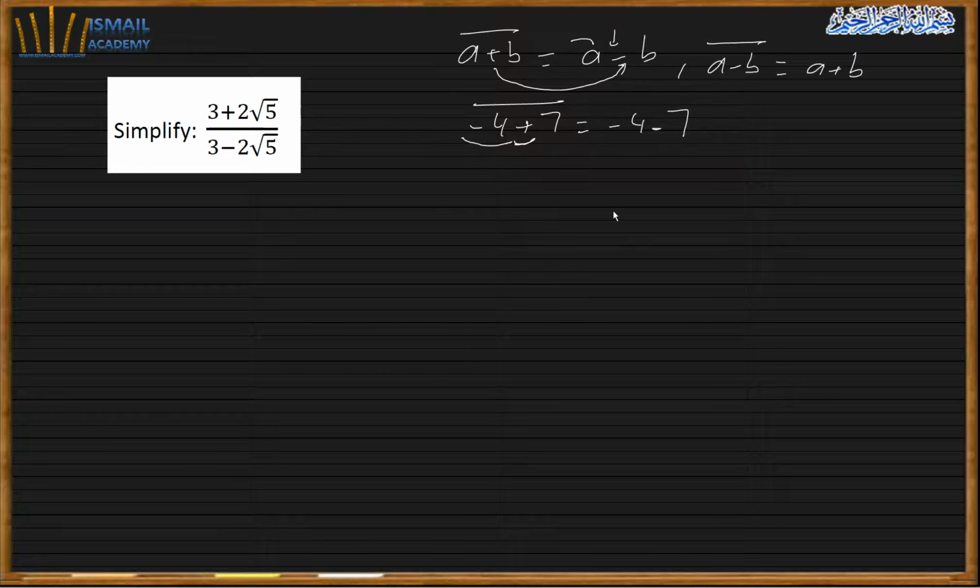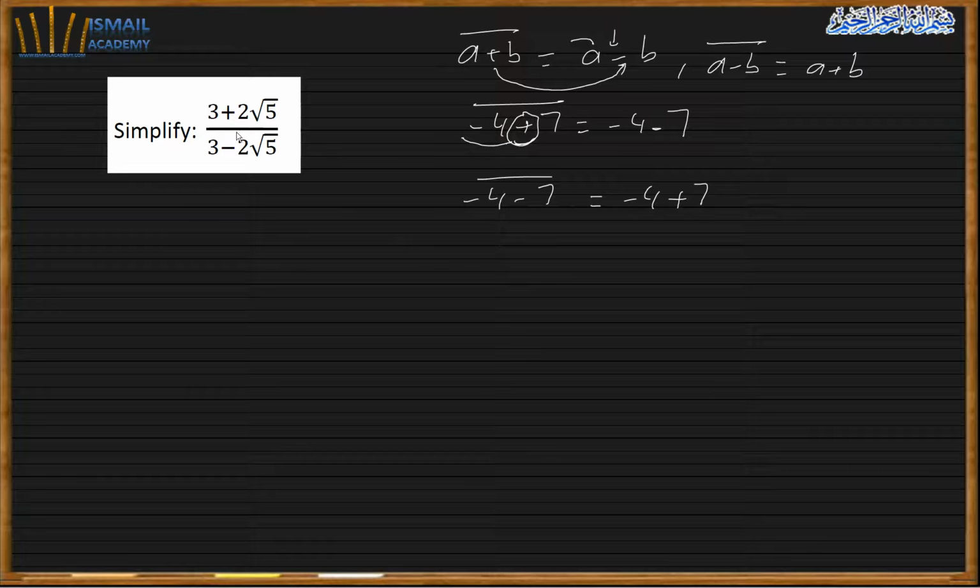So you don't worry about the first sign. I give you this special case just to let you know that you just need to switch the sign. That's it. If this one is minus 4 minus 7, the conjugate is going to be minus 4 plus 7. So we just play with the middle sign.